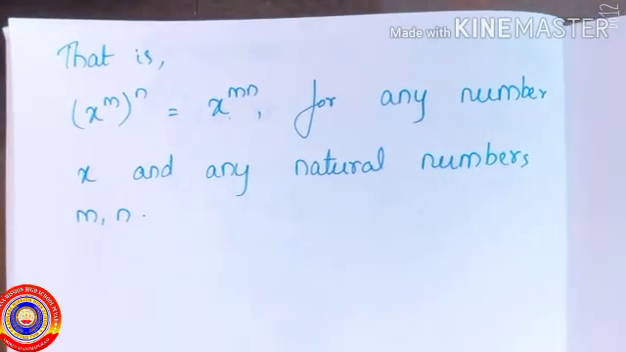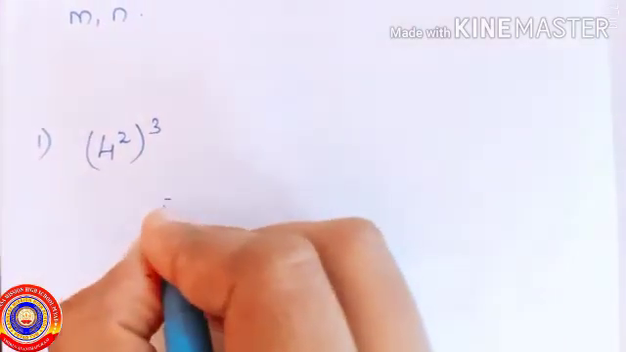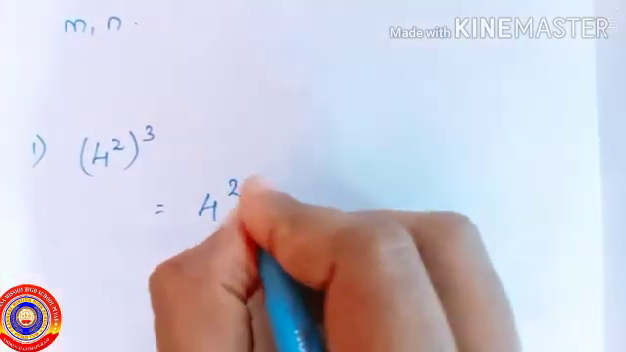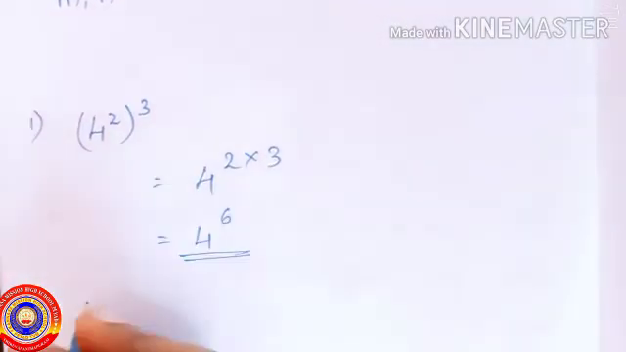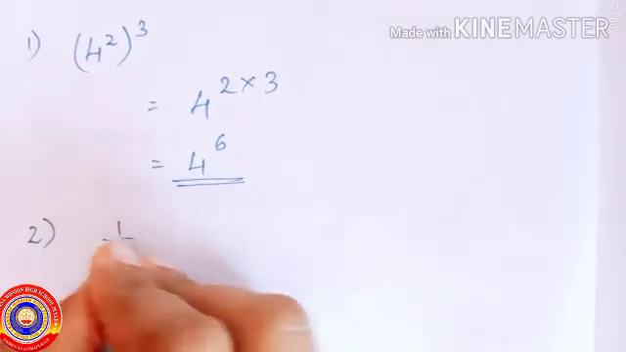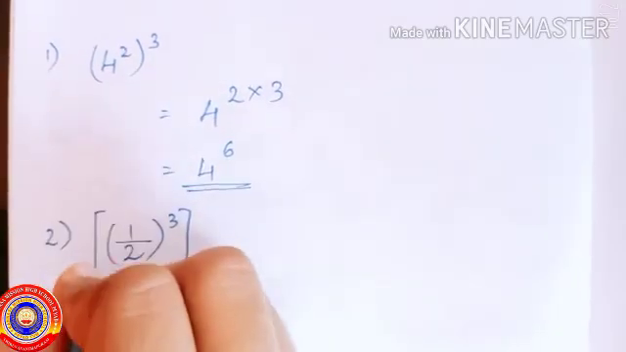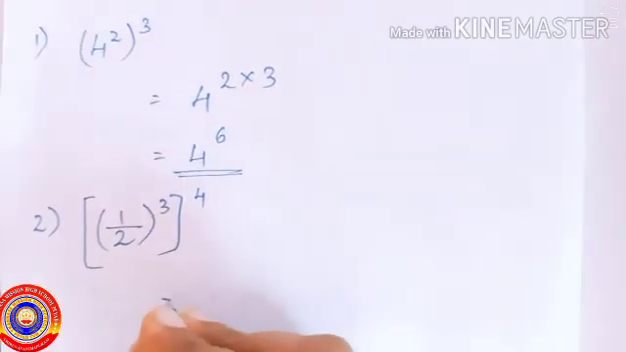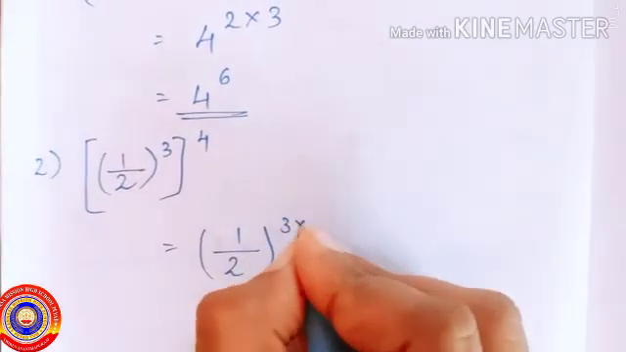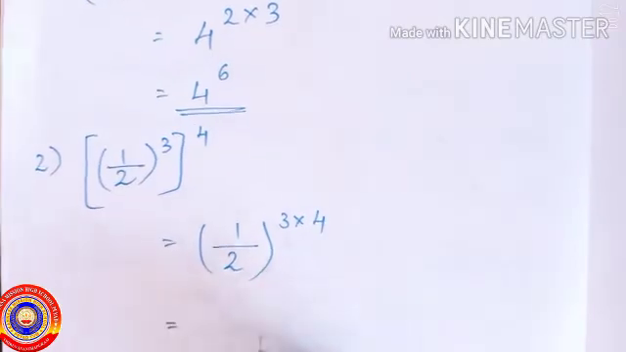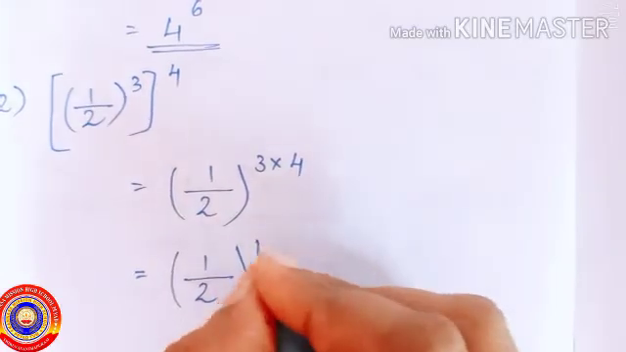Using this idea, let's do some problems. 4 raised to 2 the whole raised to 3 is equal to 4 raised to 2 into 3, which is 4 raised to 6. Second question, 1 by 2 the whole raised to 3, again the whole raised to 4, which is equal to 1 by 2 the whole raised to 3 into 4, which is 1 by 2 the whole raised to 12.